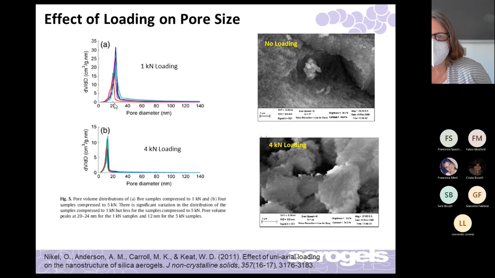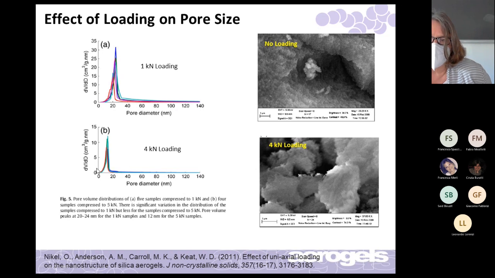But then when we load as much as 4 kilonewtons, you can see two things. One is this peak is lower, so there aren't as many pores. And two, the average pore size shifted to the left, so smaller pores.